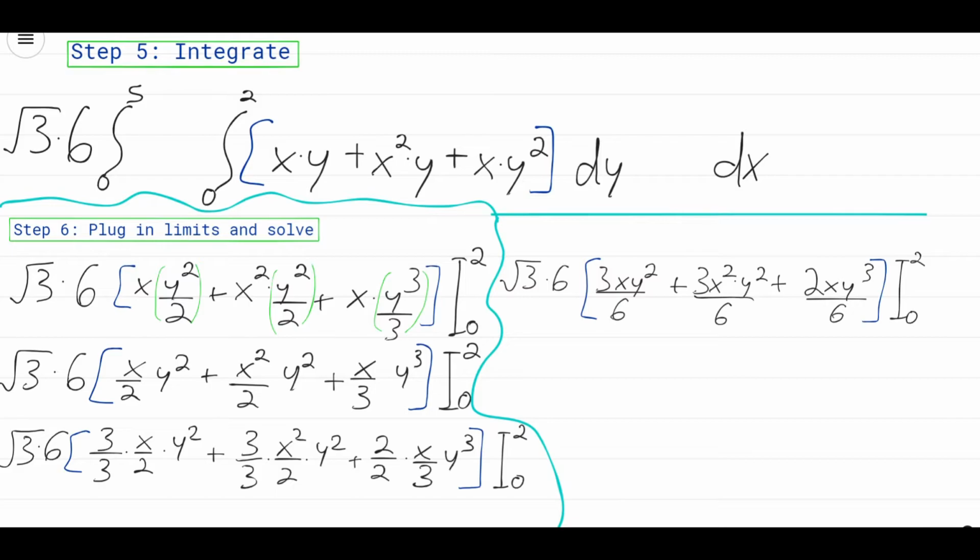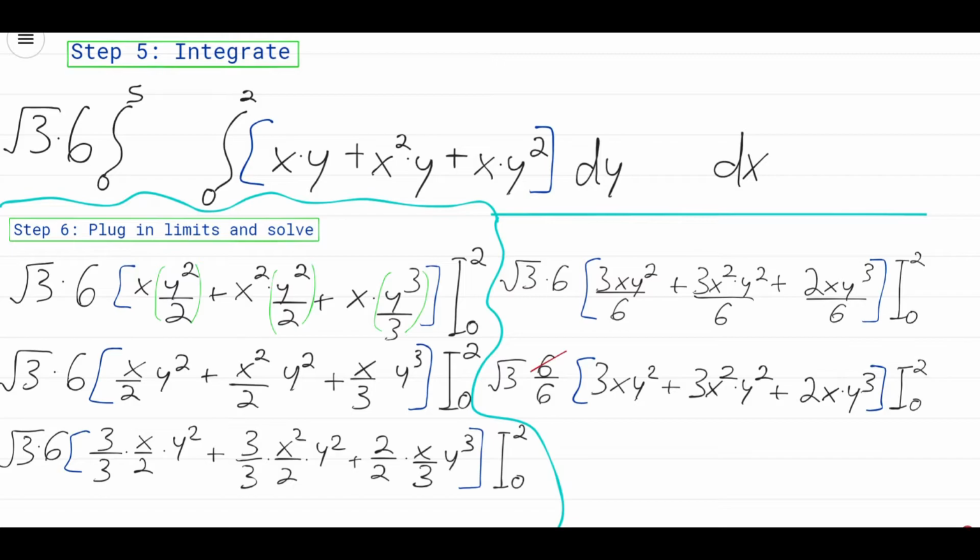So now we have a common denominator of 6. So let's go ahead and factor out the 1 over 6. Inside the brackets we're left with 3x y squared plus 3x squared y squared plus 2x y cubed bounded between 2 and 0. And we can cancel out the 6's, and we're left with the square root of 3 times 3xy squared plus 3x squared times y squared plus 2xy cubed. So now let's finish plugging in.